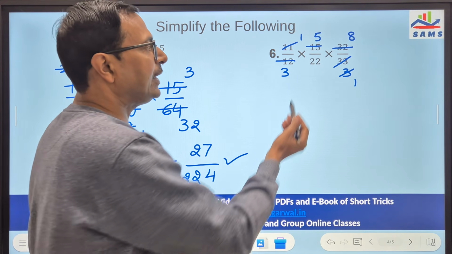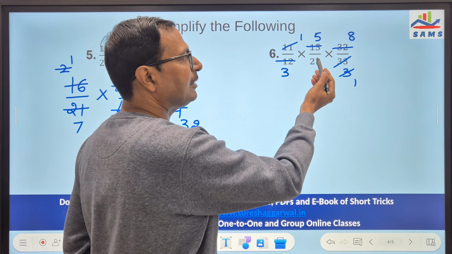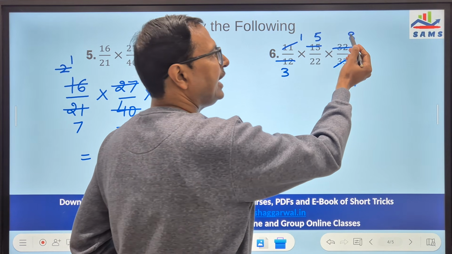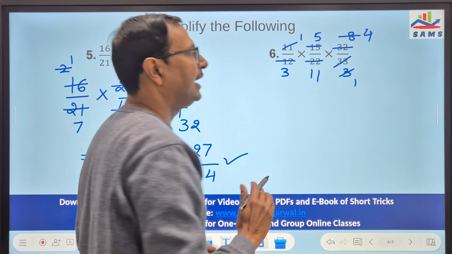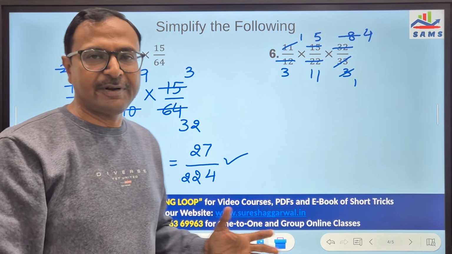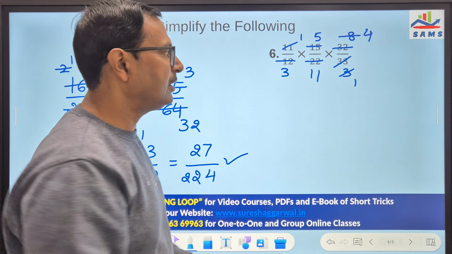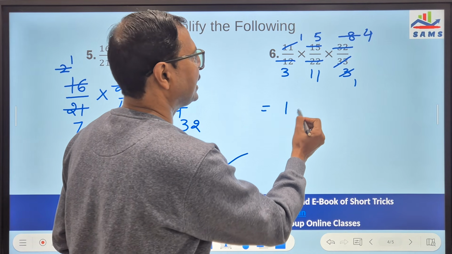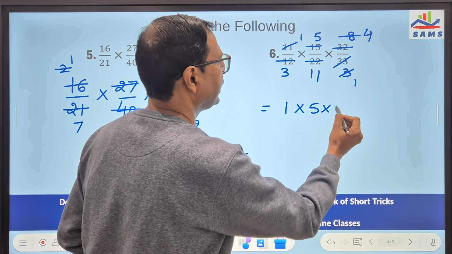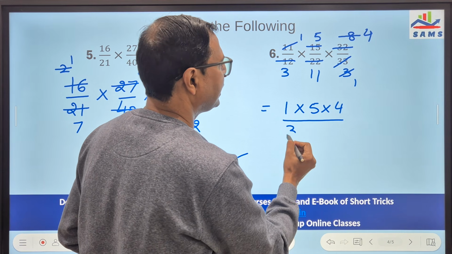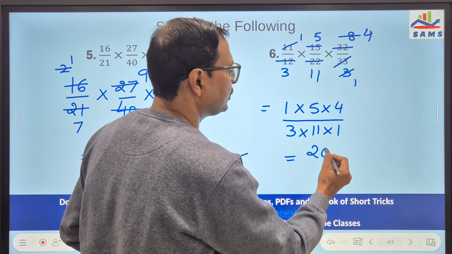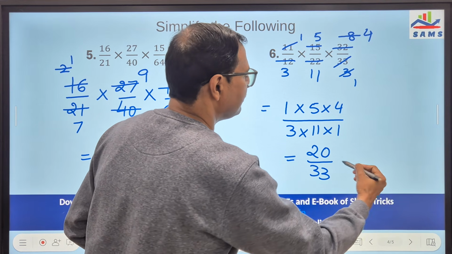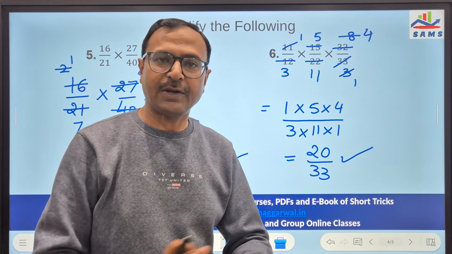And what else? 22 is untouched, it's an even number, so divisible by 2. 8 is also divisible by 2. So this is 4 and this is 11. And see now, there are no more common factors between numerator and denominator. So that gives me 1 times 5 times 4 in the numerator and 3 times 11 times 1 in the denominator, and your final answer will be 20 upon 33, which is the simplified version because there are no more common factors.